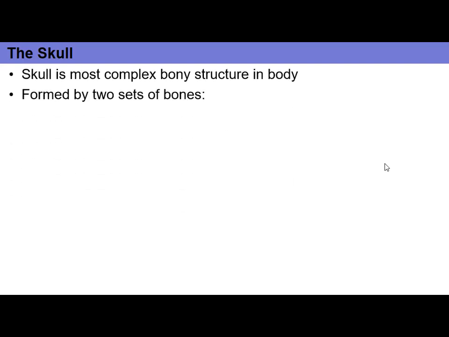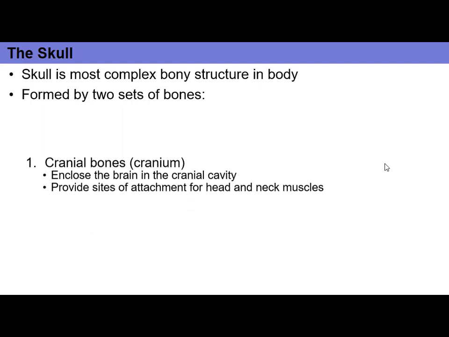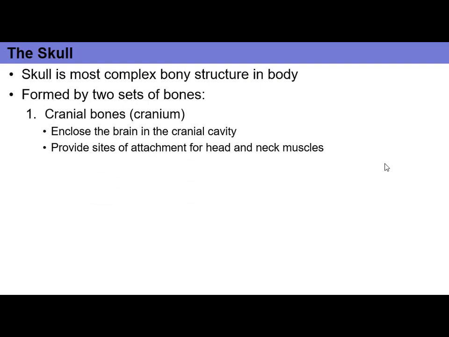Now the skull, we're going to spend a lot of our time on the skull. So the skull is the most complex bony structure of the body. It's formed by two major sets of bones. So you have one, the cranial bones, also known as the cranium. This is where your brain is enclosed. It provides also attachment for head and neck muscles. So cranium, top portion, head and neck muscles attached there. That's why you're able to move your head and neck. That's also why, when you get whiplash, it hurts in your neck.